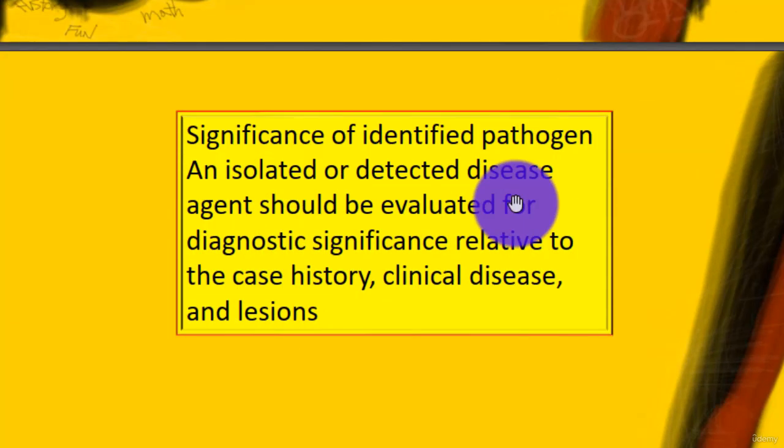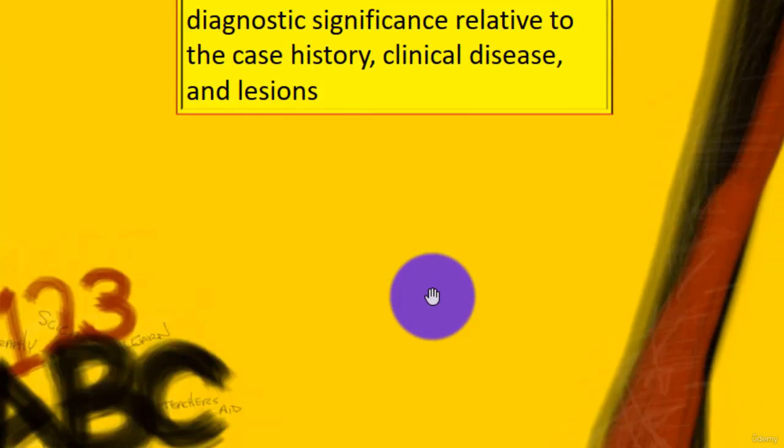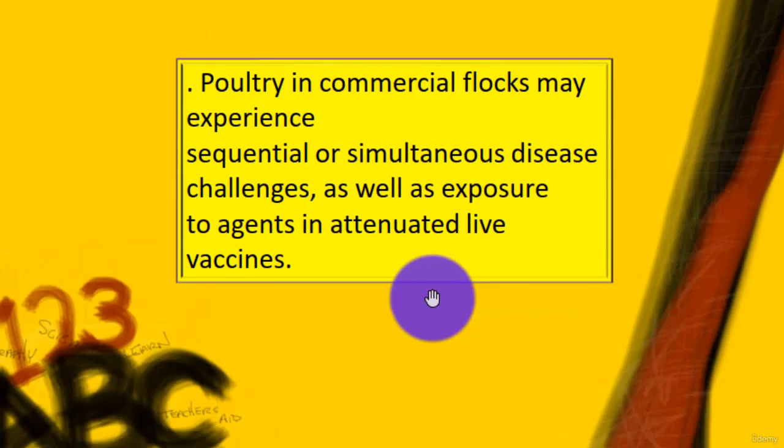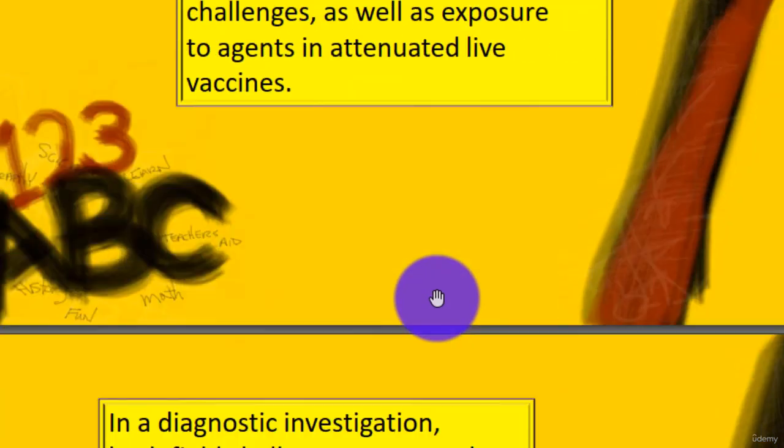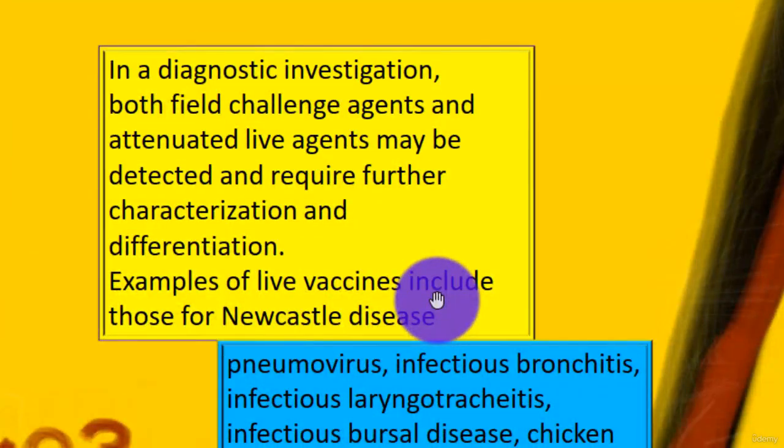Significance of identified pathogens: an isolate or detected disease agent should be evaluated for diagnostic significance relative to the case history, clinical disease, and lesions. Poultry or commercial flocks may experience sequential or simultaneous disease challenge, as well as exposure to agents in attenuated live vaccines. In a diagnostic investigation, both field challenge agent and attenuated live agent may be detected and require further characterization and differentiation.